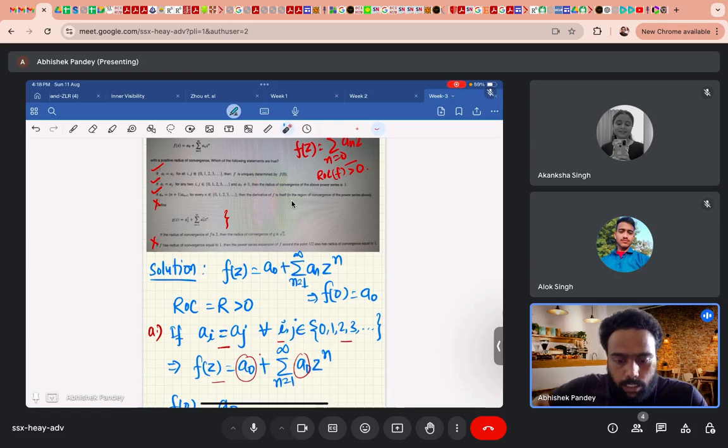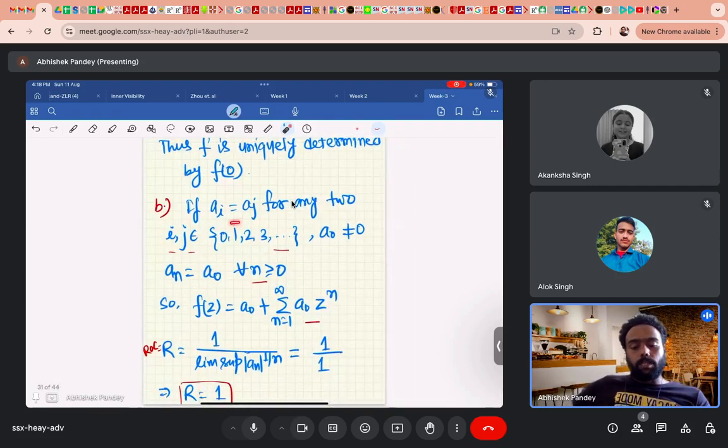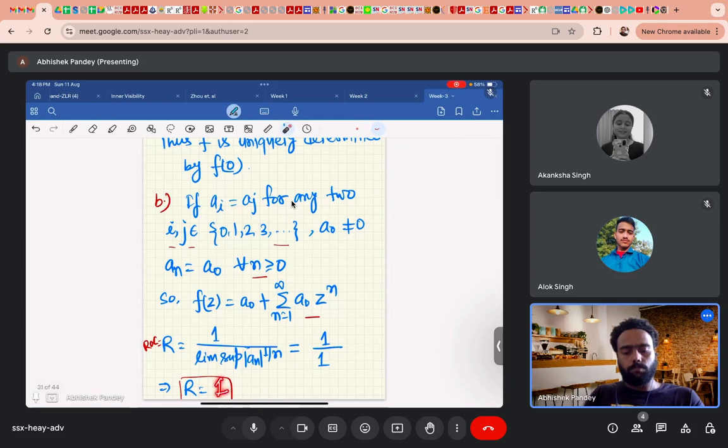If ai is equal to aj for any i, j and a naught is non-zero, then the radius of convergence of the power series is 1. Okay, this is easy. If ai equals aj for any i, j and a naught is non-zero, then an is equal to a naught for n greater than or equal to 0, isn't it? So now f of z is equal to a naught plus summation a naught z to the power n. Now this is nothing but r equal to 1, since the lim sup of the n-th root of |an| will be 1. Is it clear?